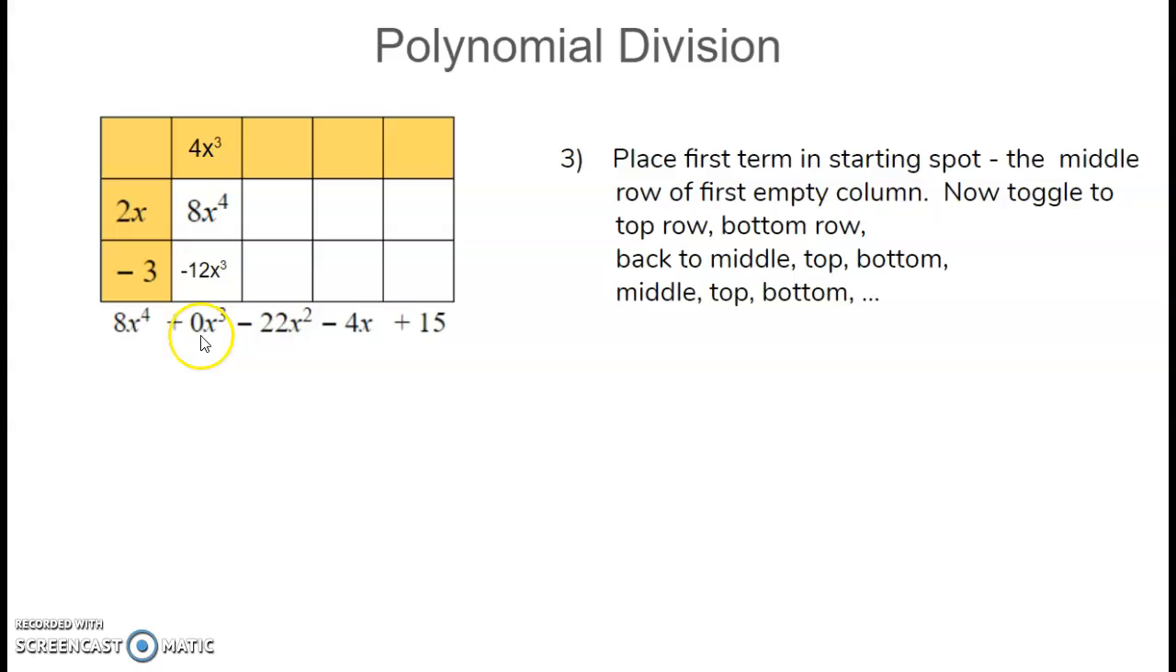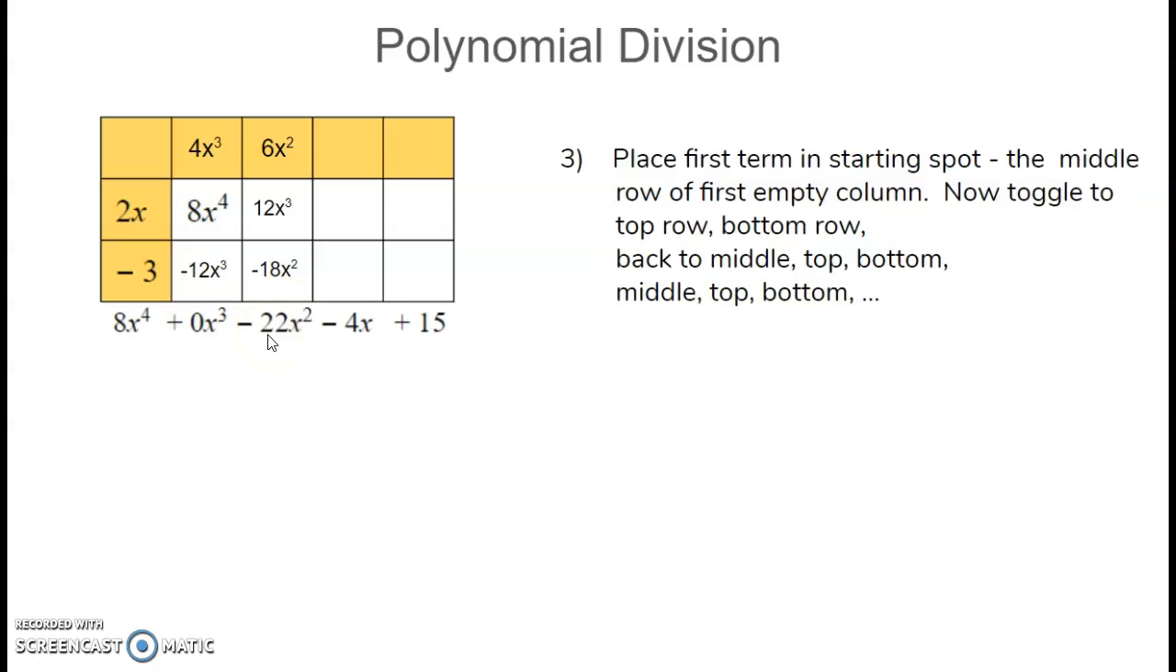I wanted 0x cubed though. So I need something right here plus the negative 12 to give me 0. So this should be 12x cubed. Again, we're going to go in reverse. 12x cubed divided by 2x, the top should be 6x squared. Take the 6x squared times the negative 3 and get negative 18x squared.